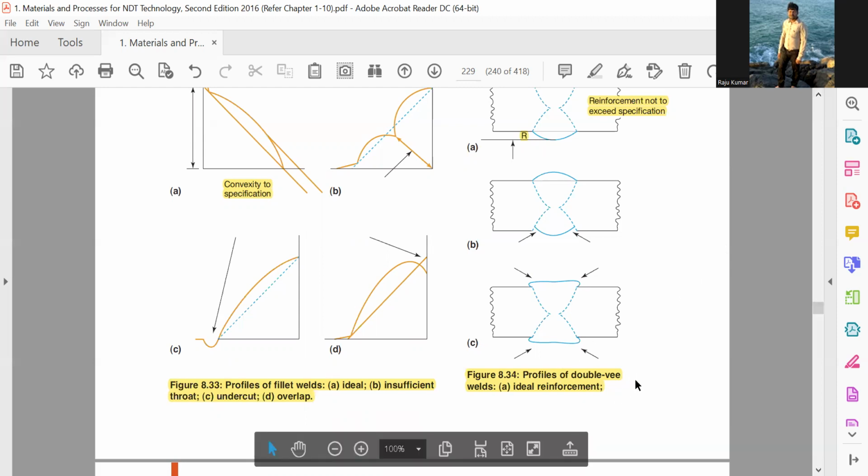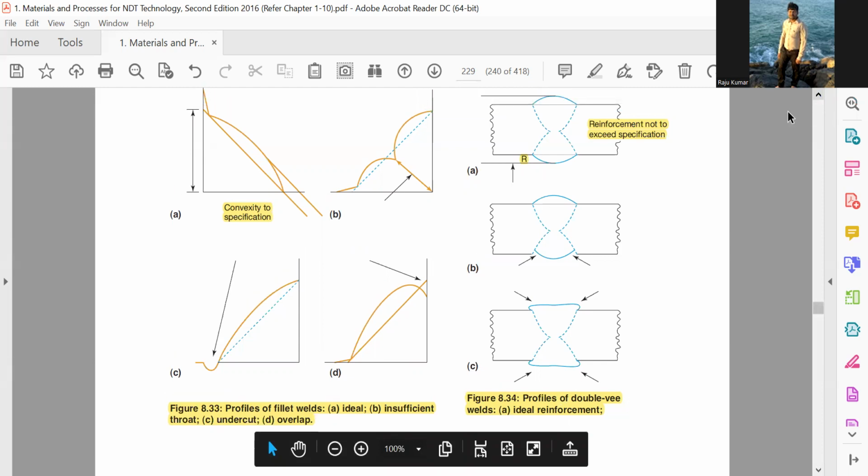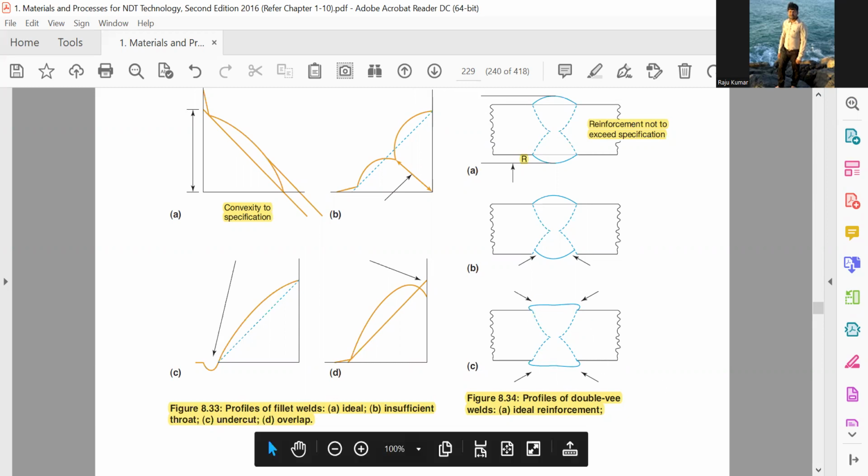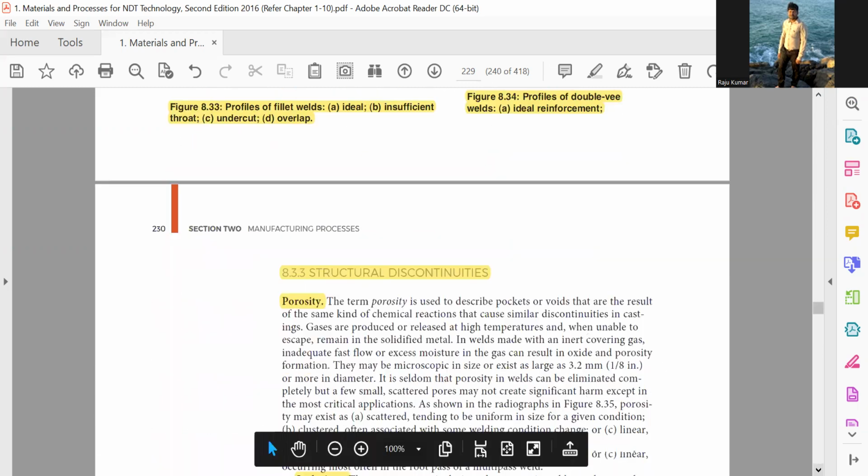Profiles of double V welds. A is the ideal reinforcement, and this is undercut, overlap. Well, so we stop here.